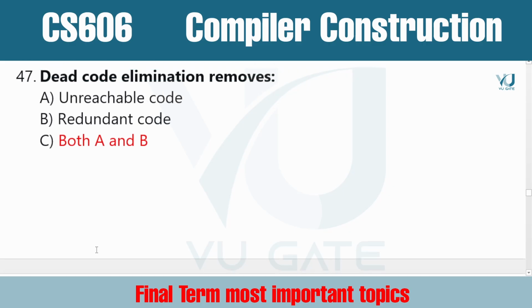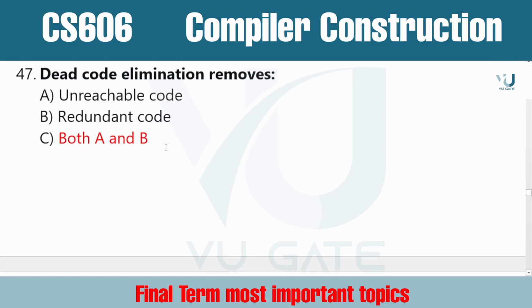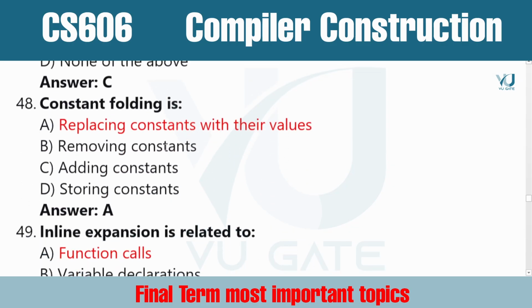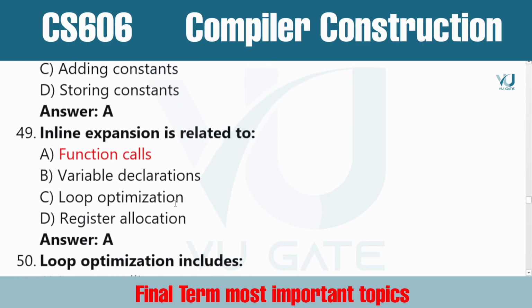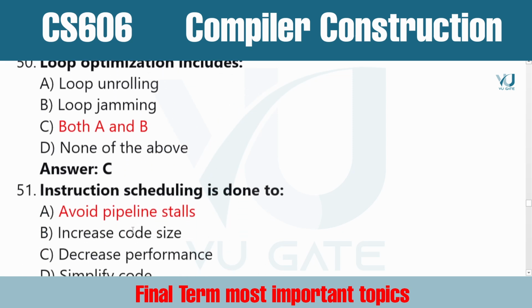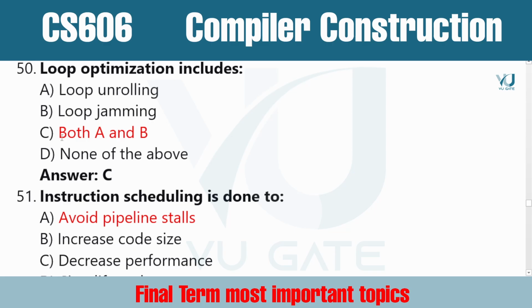Dead code elimination removes. The correct answer is option C, both A and B. Constant folding is. The correct answer is option A, replacing constants with their values. Inline expansion is related to. The correct answer is option A, function calls. Loop optimization includes. The correct answer is option C, both A and B.